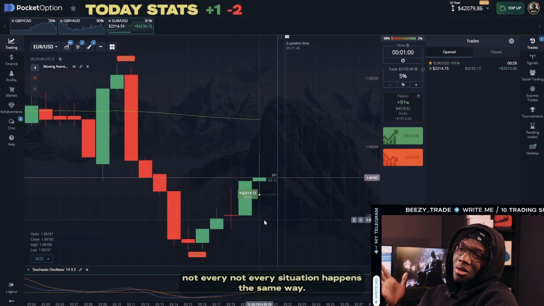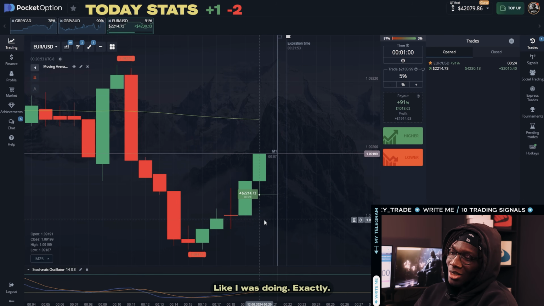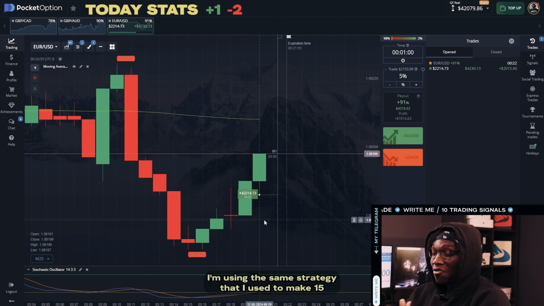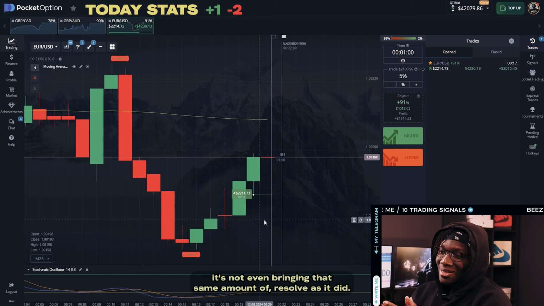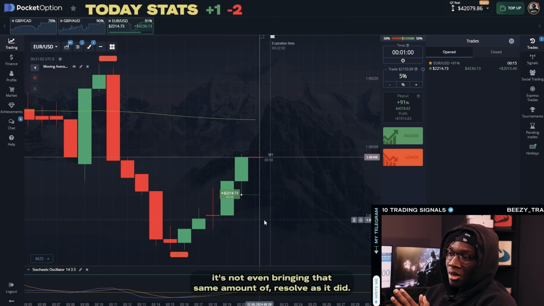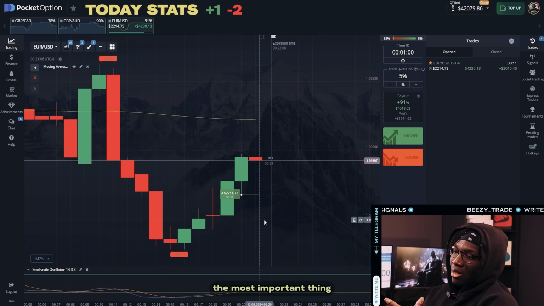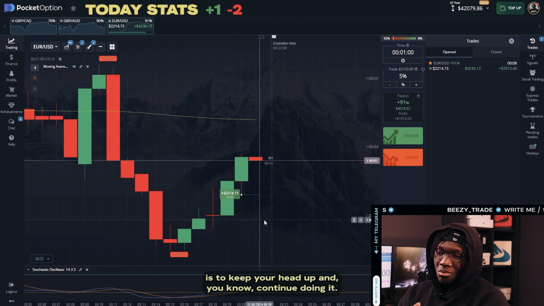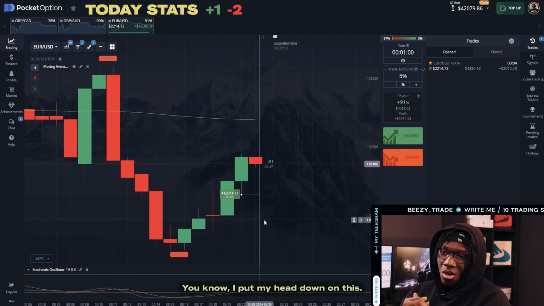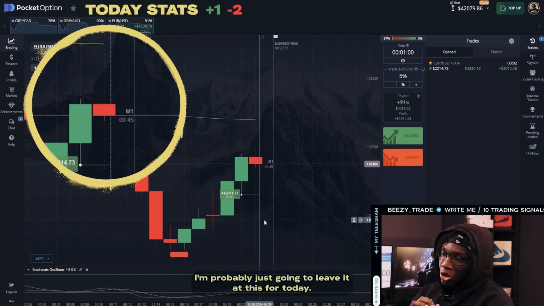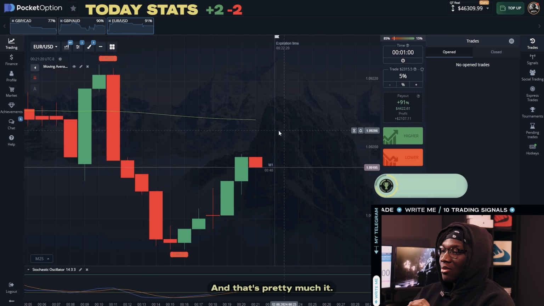As you can see, not every situation happens the same way. I'm using the same strategy that I used to make 15K the other day that I showed you, and you can see today, it's not even bringing that same amount of result. So everything changes on a day-to-day basis. The most important thing is that you keep your head up and continue doing it. I'm taking my profits. I'm probably just going to leave it at this for today, and that's pretty much it.